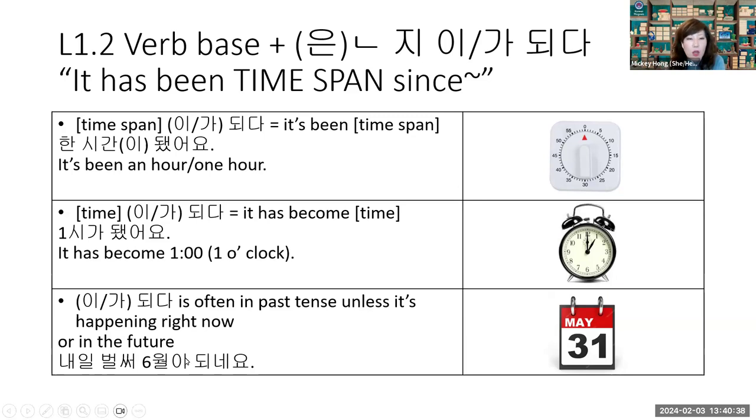내일 벌써 6월이 되네요. Tomorrow is already, it's going to become June already. And just a quick review. The months, 6월 and 10월, June and October, are irregular. Final consonants drop, so it's not 육월, 십월, but 유월 and 시월.